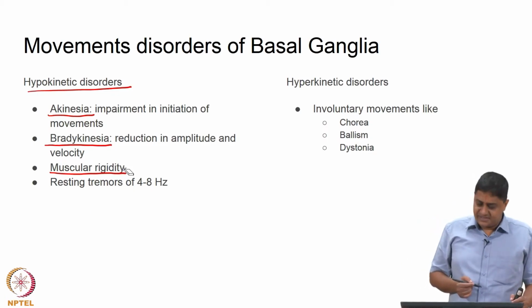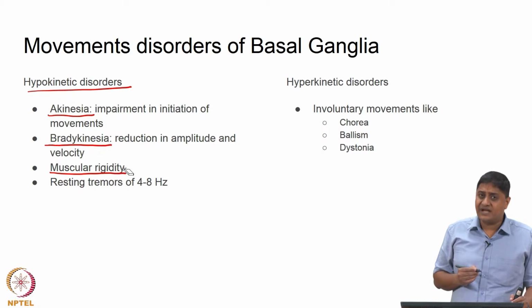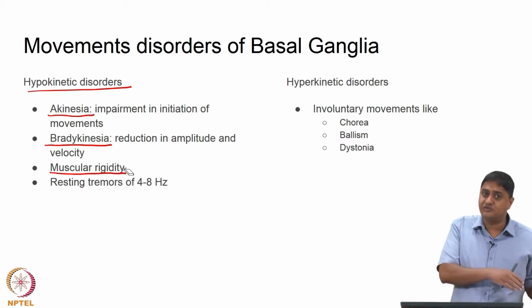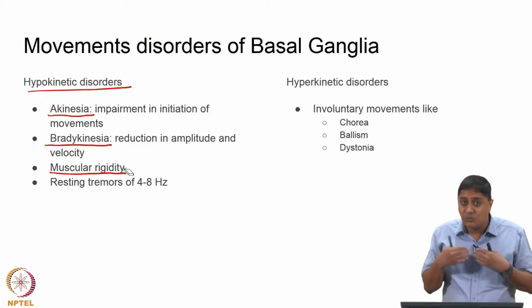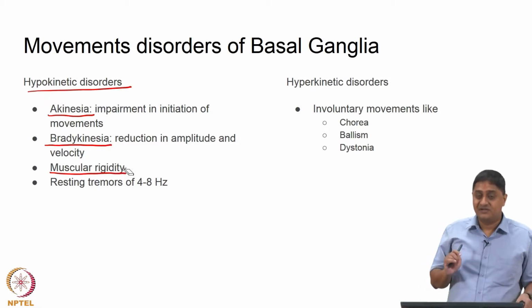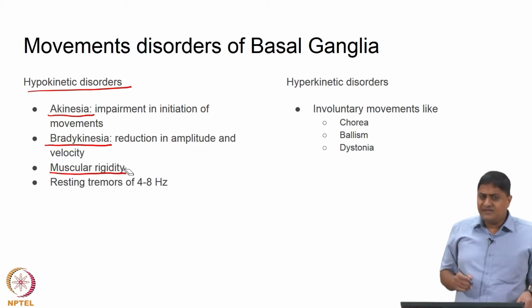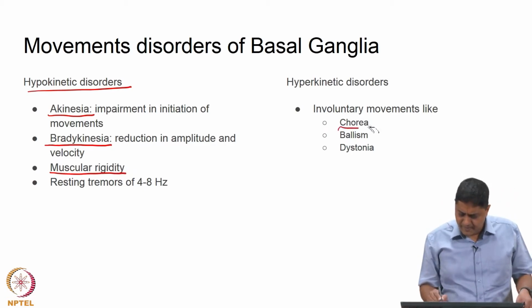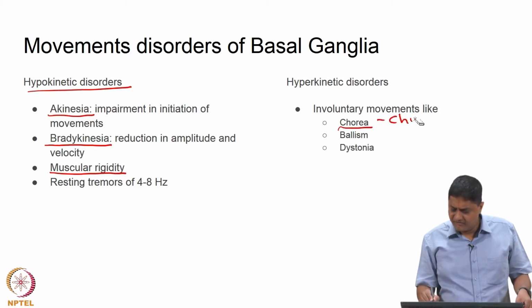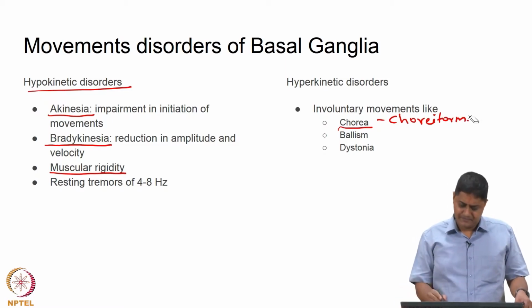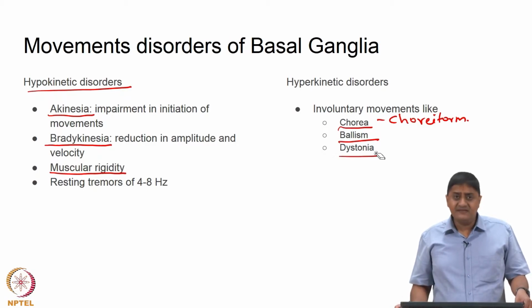And hyperkinetic disorders, right. In this case what happens is I am producing unwanted movements. In the previous case I wanted to do something and I am not able to do it. In this case I do not want to do something, but I am doing it, right. Unwanted movements, right. These are of different types. Chorea or what is called as choreiform movements, right. Balism and dystonia. All these things we will discuss in greater detail in future classes.